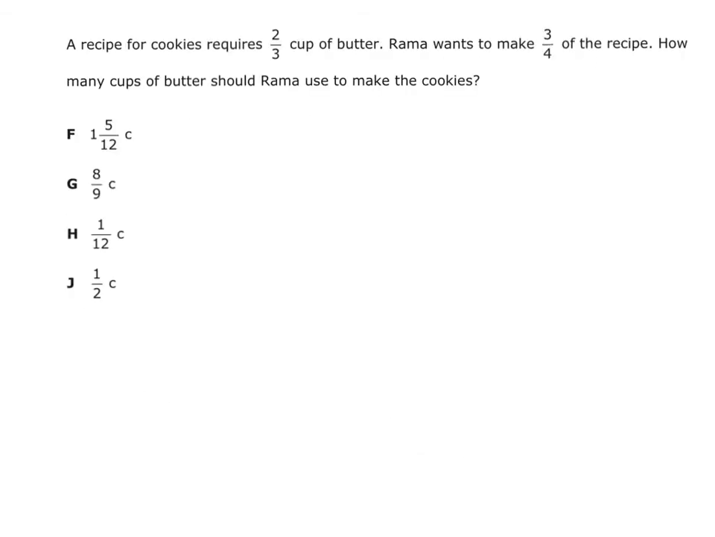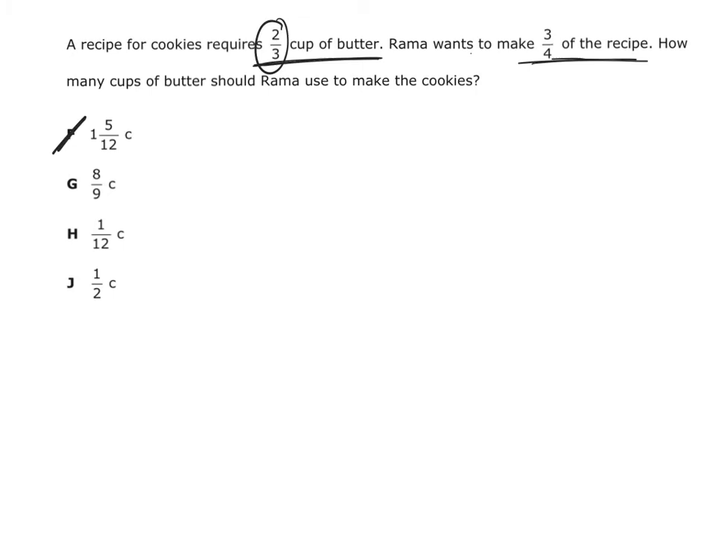Let's look at this next problem. So this, you can automatically see, okay, it's already fractions. So visualize in your head what this would look like as fractions. A recipe for cookies requires 2/3 a cup of butter. That's important, underline that. Rama wants to make 3/4 of the recipe. So here's my first question. If she's only making 3/4 of the recipe, does she need more than 2/3 of a cup? No, she doesn't. So I can eliminate any that are more than 2/3 of a cup.